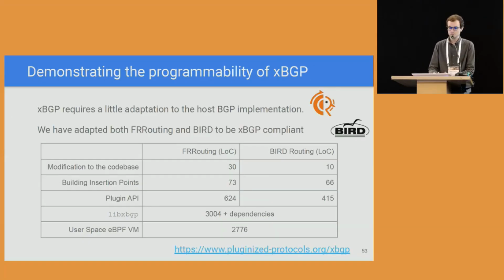So this is just for your information. We had to slightly modify FRRouting and BIRD because they do not expose all the information we need to execute our xBGP extensions. So we had to modify some lines of code inside both FRRouting and BIRD.